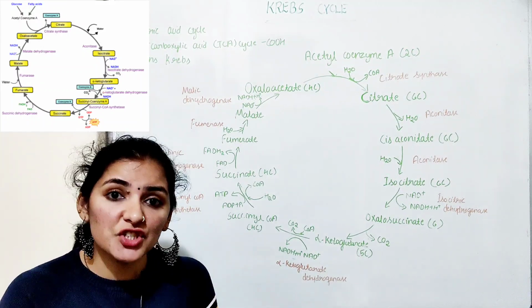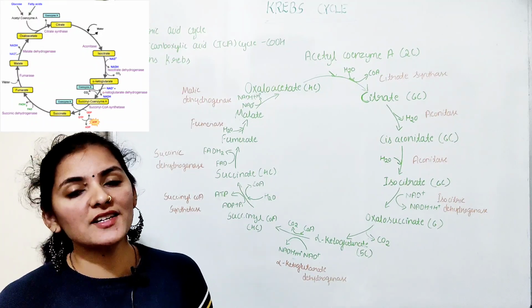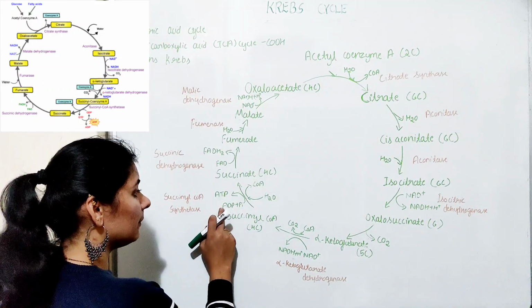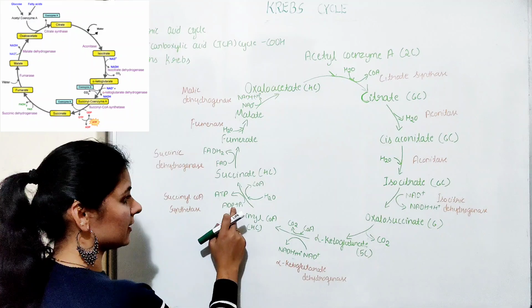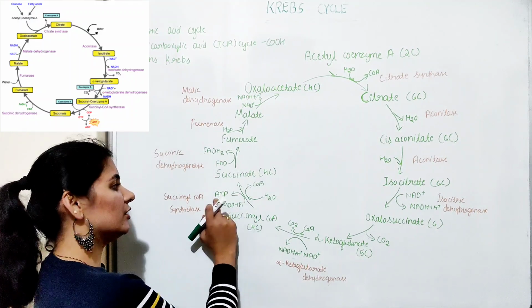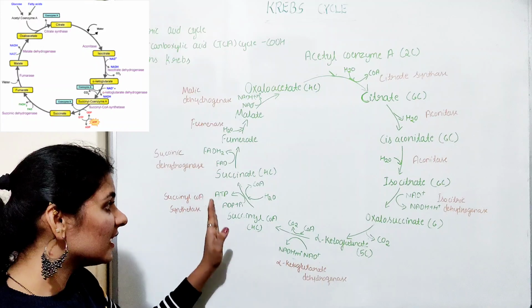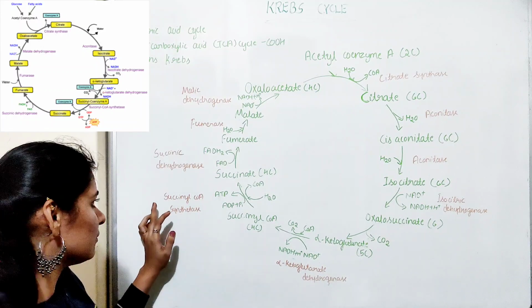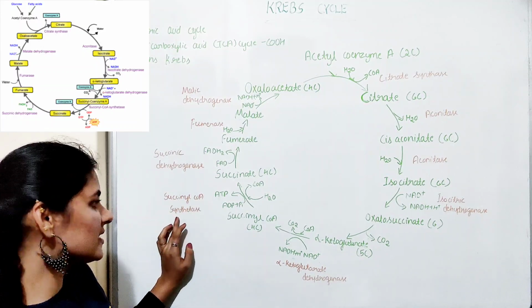Later this GTP donates the phosphate group to ADP, that is adenine diphosphate. So upon receiving phosphate, this ADP is converted into ATP, and this reaction is catalyzed by the enzyme known as succinyl CoA synthetase.